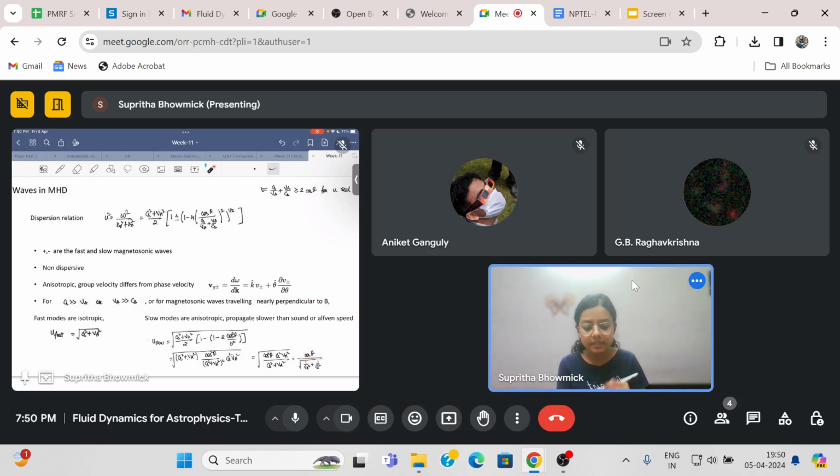So what does this tell you? That slow modes are anisotropic, right? There's marked anisotropy in slow modes, and they will propagate slower than the sound or the Alfven speed. It does not matter which one is slower, slow modes will travel even slower than the sound waves and Alfven speeds. Because of this, right? If Va was much larger than Cs, then you would drop this term and the Cs will move up, but there's a cos theta multiplied to Cs, right? So u slow will move slower than Alfven or sound speed, depending on which direction of propagation you are considering.